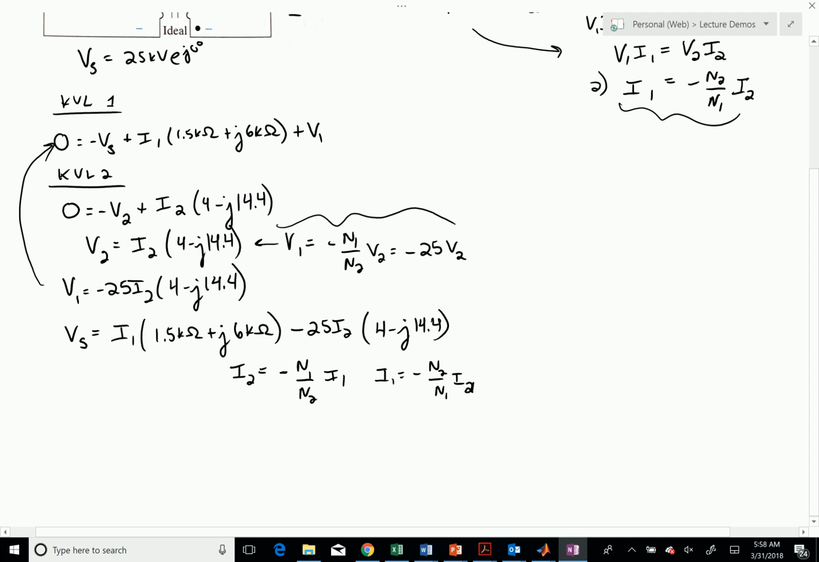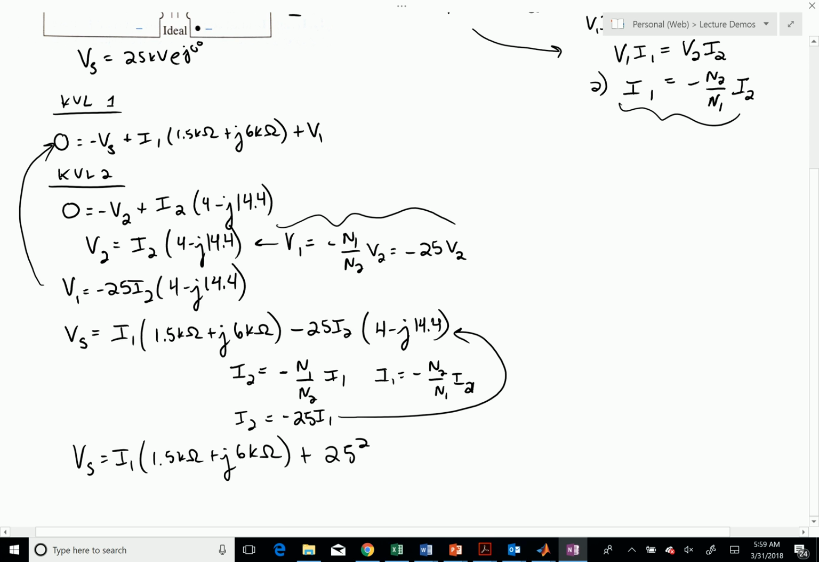So I can use those facts here, okay? All right, so I'm going to use this first fact here to say I2 is negative 25 I1. And I'm going to plug I2 equals negative 25 I1 into here. So I get Vs equals I1 times 1.5 k ohms plus j times 6 k ohms plus 25 squared I2 times 4 minus j 14.4.